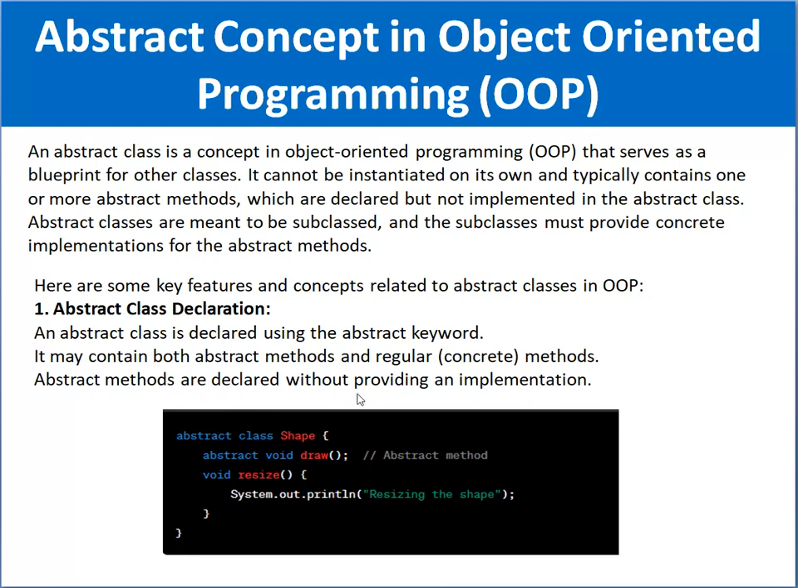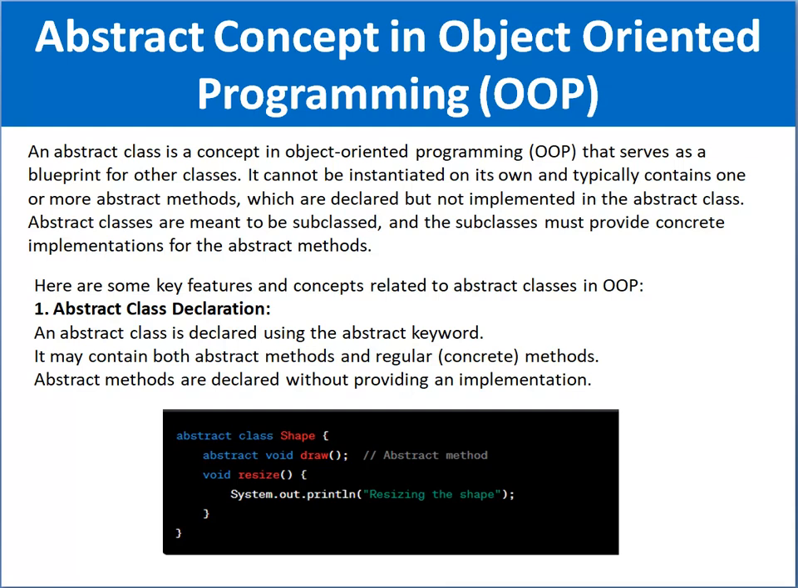Abstract methods are declared without providing an implementation, like you see abstract void draw. It doesn't have any implementation, it doesn't have any open bracket or close bracket, no source code is mentioned under this method. So this is the abstract class. It starts with the keyword abstract. This is the abstract void draw, this is the abstract method, and it doesn't have any implementation mentioned here of what it does. So the class Shape is an abstract class. It has an abstract method draw, and it has a normal or general method resize.